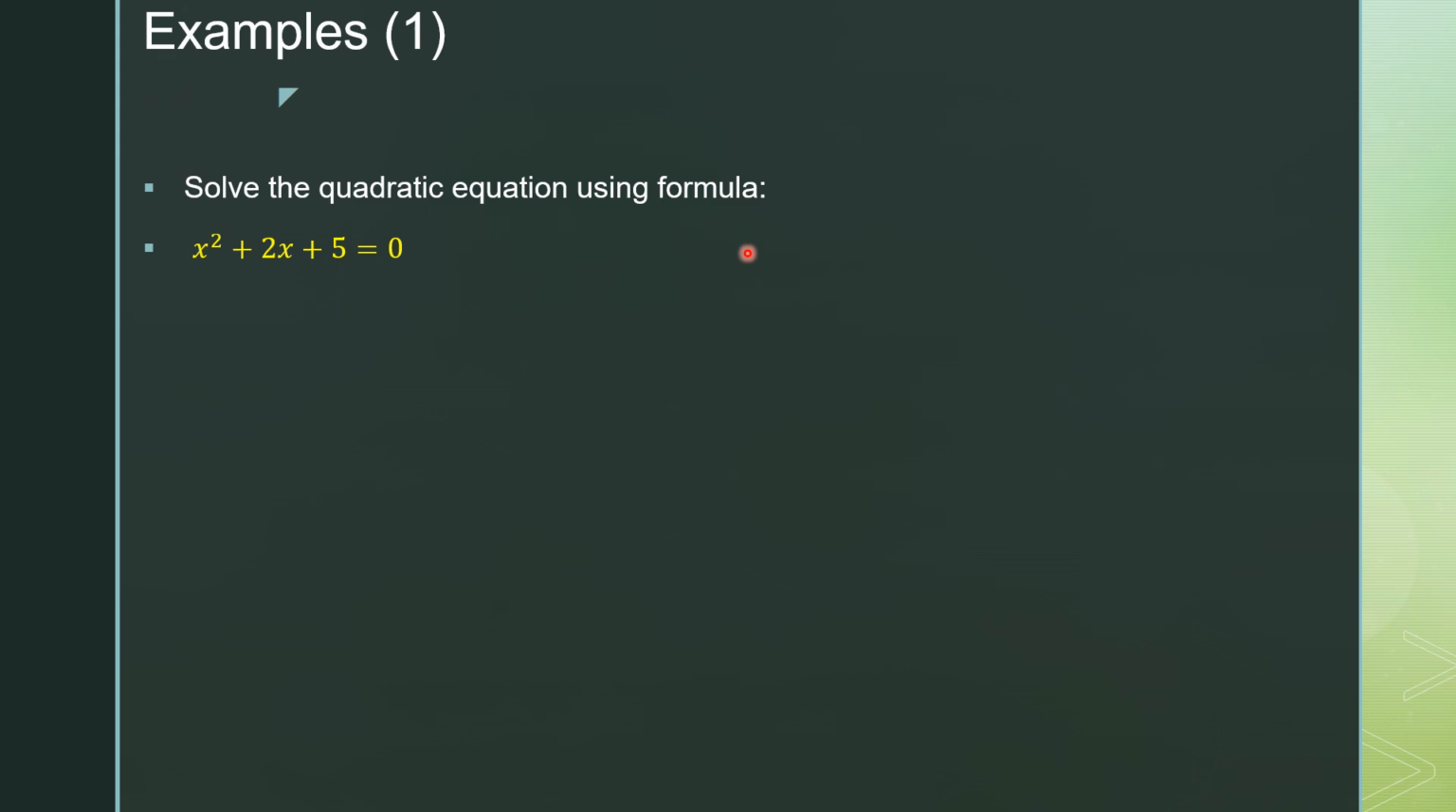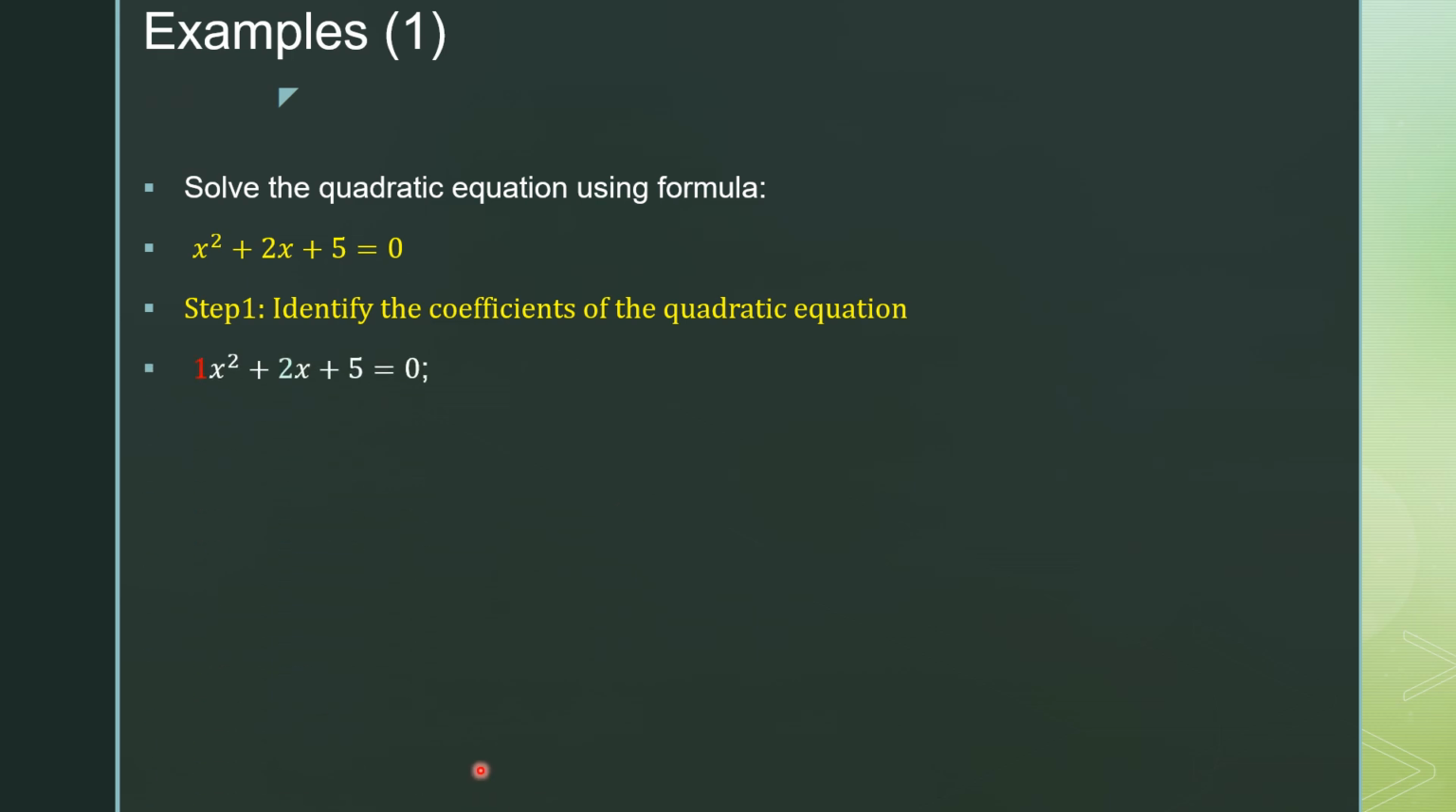Now let's have some examples on using the formula. So we are going to solve this equation, x squared plus 2x plus 5 equals 0. Step number 1, we have to identify the coefficients of the quadratic equation, the values of a, b, and c. So we write them. a is the number that is multiplied by x squared. In this case, it's 1. b is the number multiplied by x. In this case, it's 2. And c is this number alone without x, which is 5.